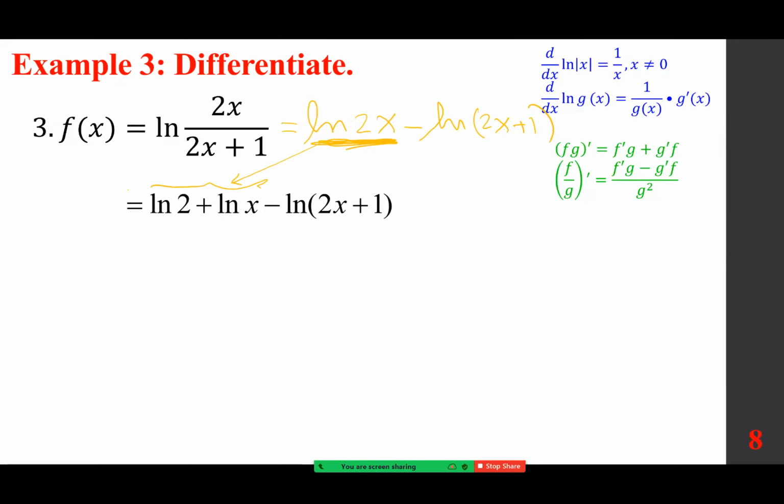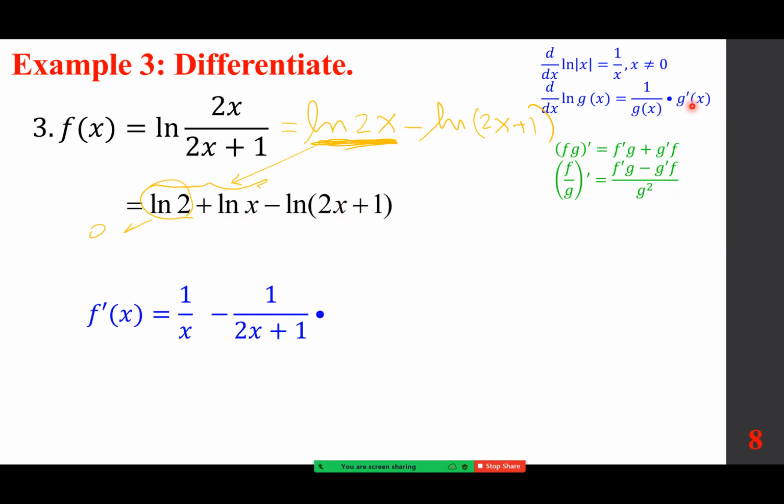Now that it's decomposed, see how fast and easy you can get to the answer. We want to find f prime of x. Please understand this is a number, so the derivative is 0. This is a number, the derivative is 0. What about ln x? 1 over x. Minus ln of 2x plus 1. Flip this over: 1 over 2x plus 1.